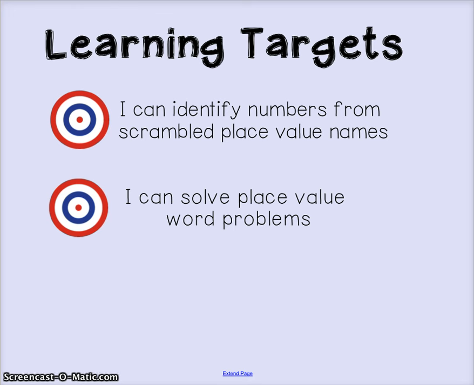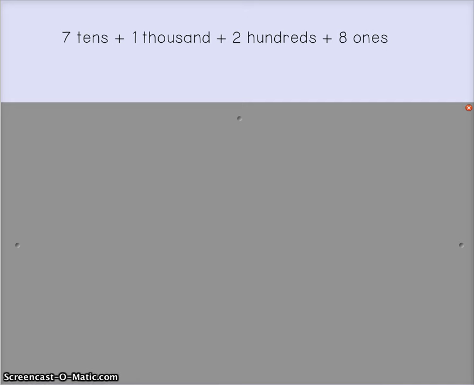All right, we are moving on to the second part of our lesson, lesson 1.4. So our learning targets are I can identify numbers from scrambled place value names. Sounds like a challenge, but I think you guys are ready. And I can solve place value word problems. So let's see, it says 7 tens plus 1,000 plus 2 hundreds plus 8 ones. Well, I think what they're trying to do is confuse us into thinking that this is 7,128. And if I wasn't reading carefully, that might be the answer I write down.